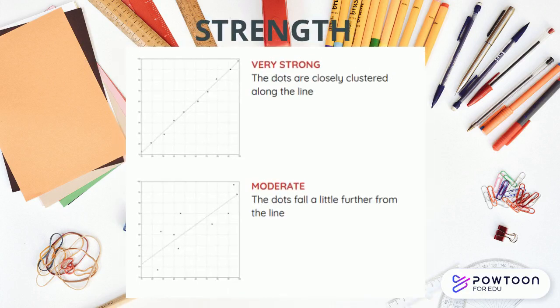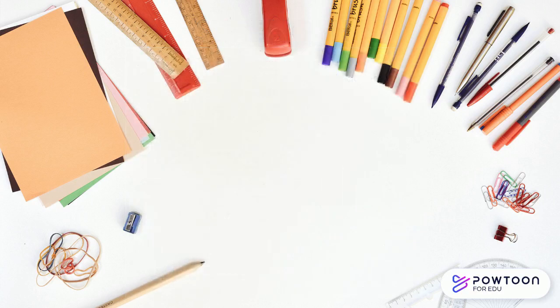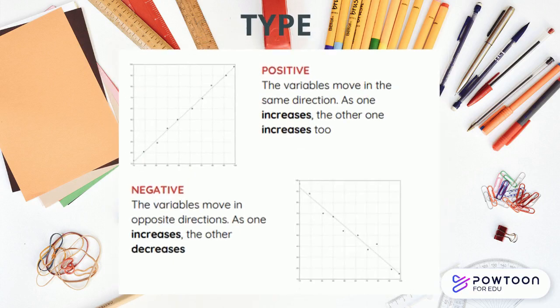Now we will look at an example of strength. In the top graph, it is very strong because the dots are closely clustered along the line. In the second graph, it's moderate because the dots fall a little farther away from the line. The next example is type.